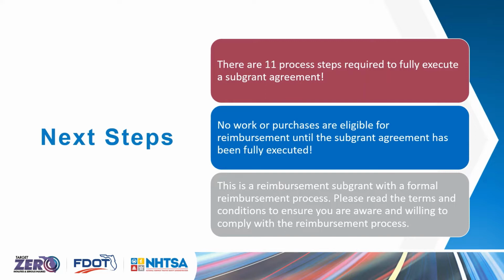If you've never received subgrants from the FDOT Traffic Safety Office before, you are highly encouraged to pay close attention to Part 5, Acceptance and Agreement, to understand the state and federal requirements associated with the subgrant and the formal reimbursement process that you will have to follow to receive reimbursement of any expenditures for this subgrant. And if at any point you decide you don't want to proceed, you also have the option to withdraw from the subgrant process.